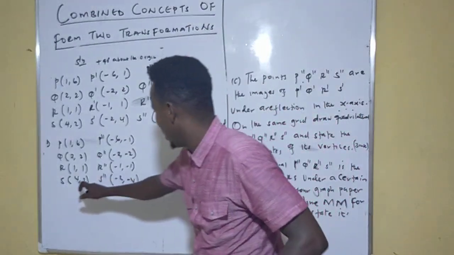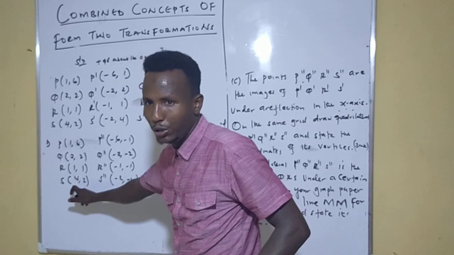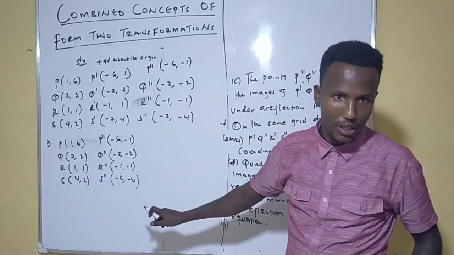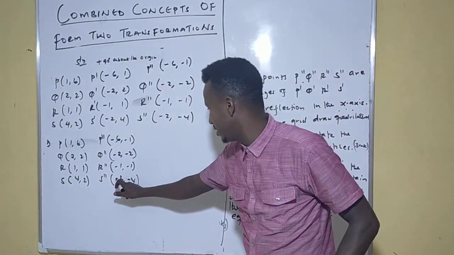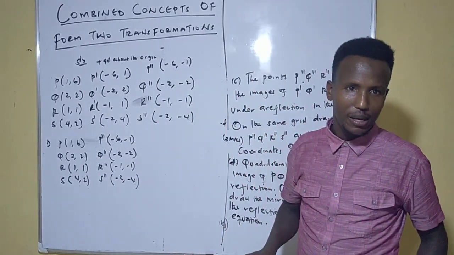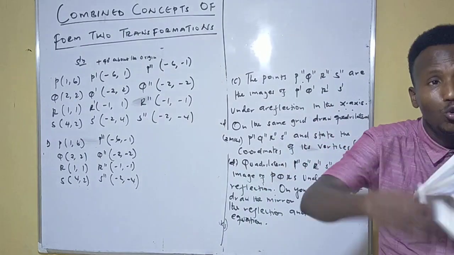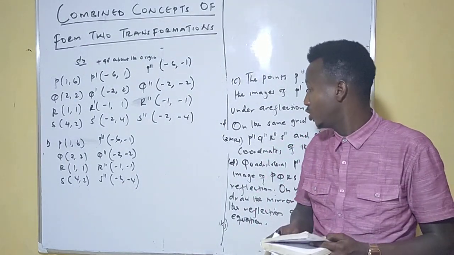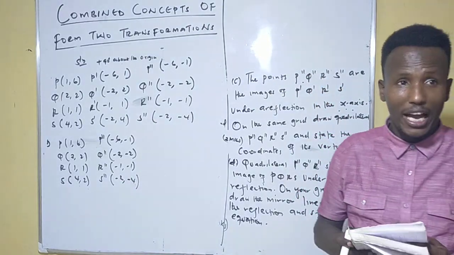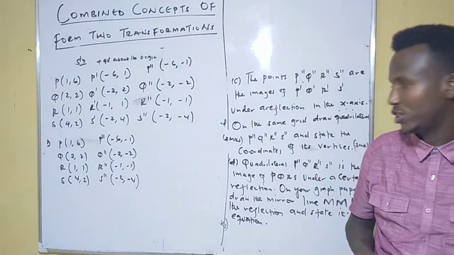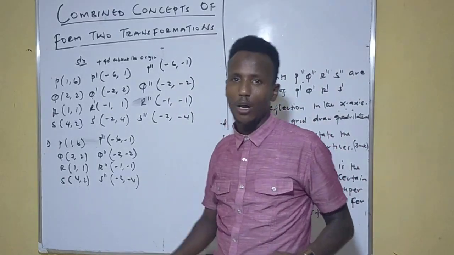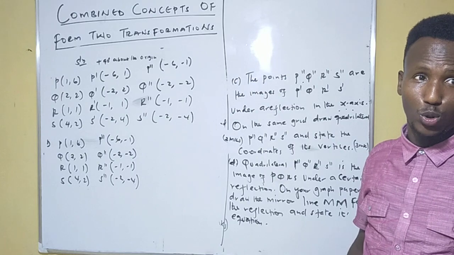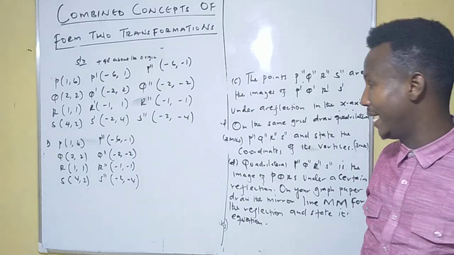Let me also take this one, S. Our object point was 4, 2. But when you look at our image point, S double prime, it is -2, -4. So what has happened? The two coordinates have interchanged position, and the sign also changed in the process. Look at that. That was actually rule number 4 of reflection, which was the line y is equal to -x.